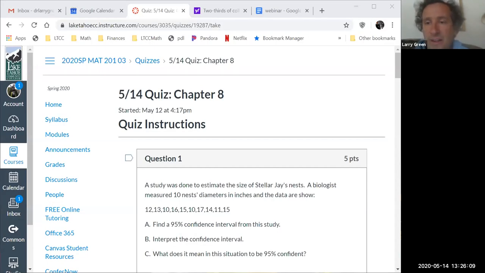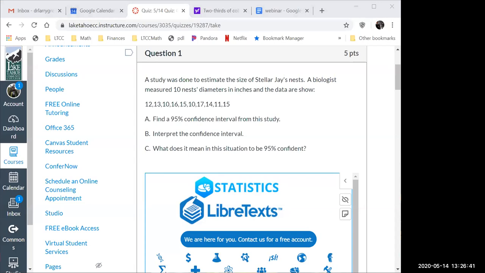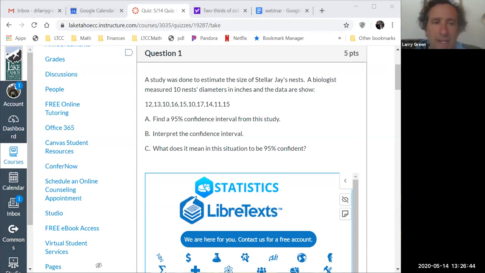All right, so let's look at the first question on the quiz, which says the following. A study was done to estimate the size of stellar jays' nests. A biologist measured 10 nests' diameter in inches, and the data are shown. And we got a bunch of numbers. Find a 95% confidence interval for the study. Interpret the confidence interval. What does it mean in this situation to be 95% confident? Okay, so this is a standard confidence interval problem. Hopefully, you guys were able to handle it.